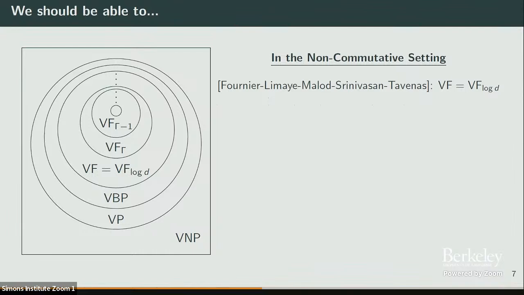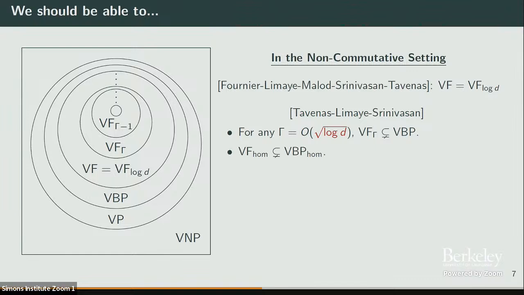So let's relook at the things that we mentioned. The depth reduction statement is the same, but the separation between formulas and VBP works for root log D instead of log D. So in the commutative setting, they could show a separation for depth up to log D, whereas here they have root log D. And also they show that if you consider homogeneous formulas and ABPs, then there's a separation. This is all in the non-commutative setting.